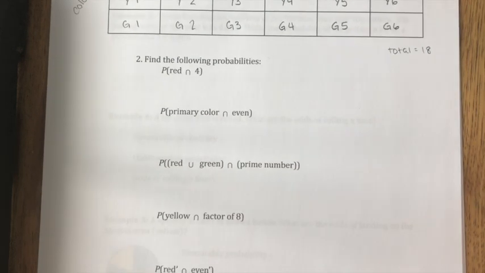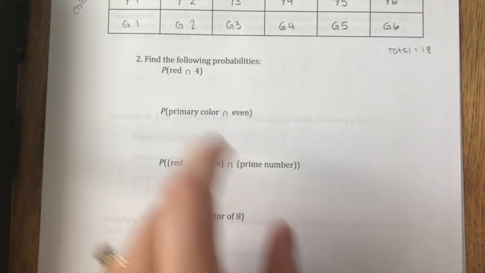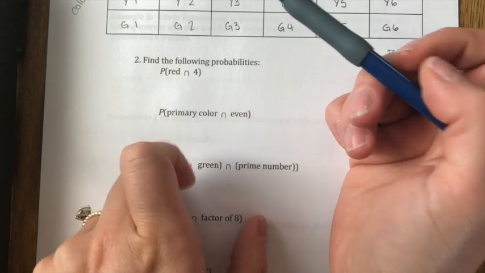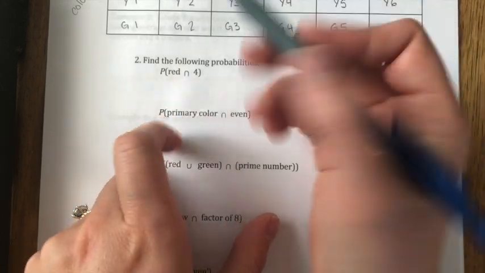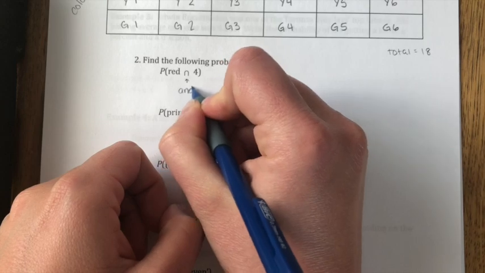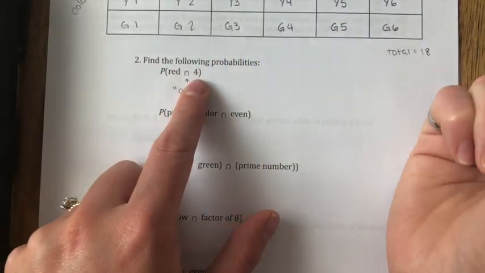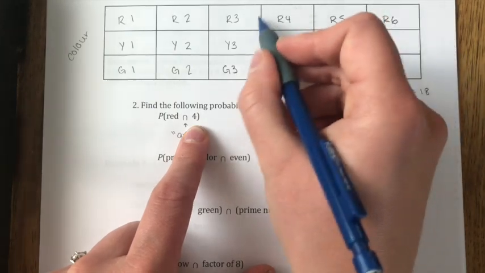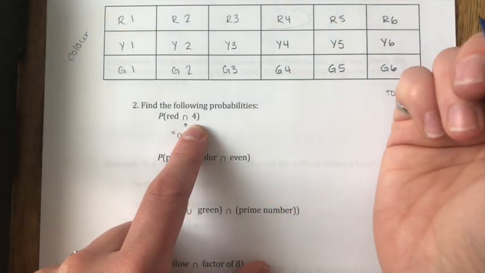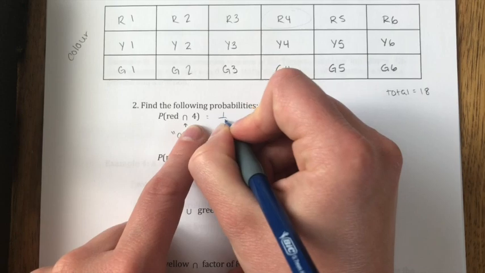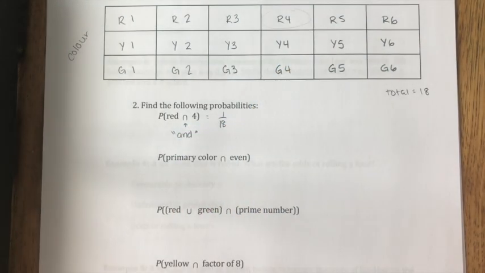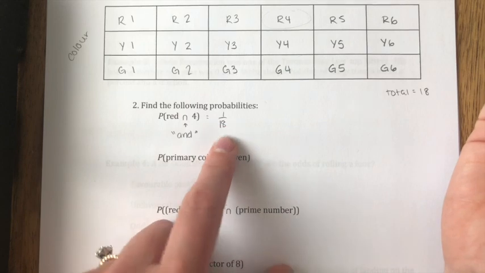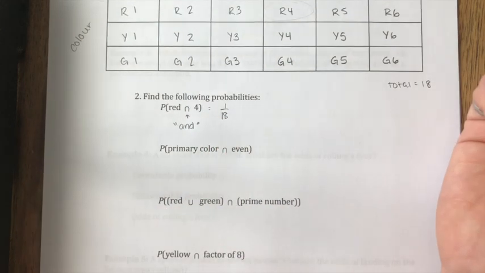So if we want to find the following probabilities, we're going to look at how many of the total 18 options satisfy these specific criteria. So for this first one, we've got red intersect. Remember the upside down little U thing means intersect, so this means and. So it has to be both red and 4. So the only spot on our chart that is red and 4 is here, right? So that just is 1 out of 18 as a probability. And so we can leave that as a fraction. It's already reduced. That's perfect.